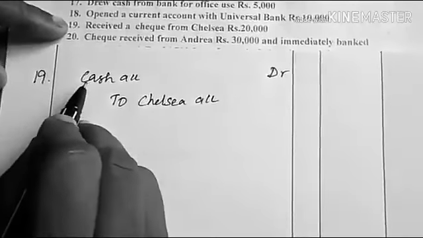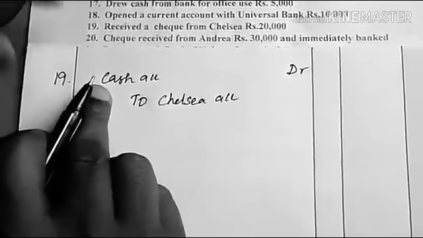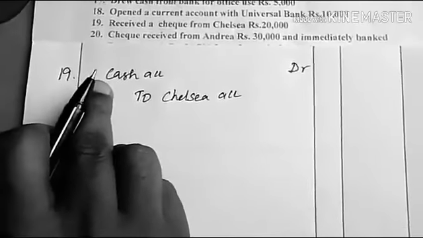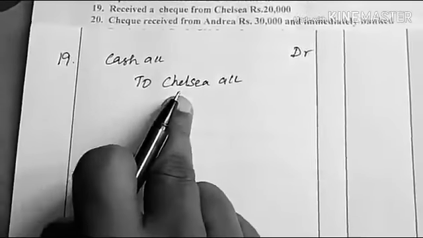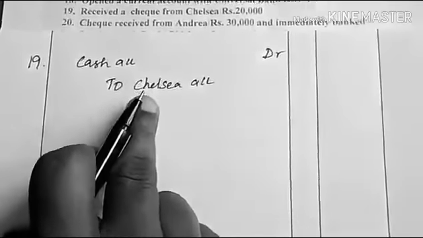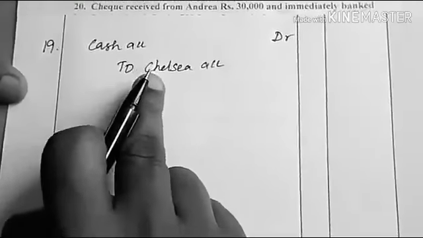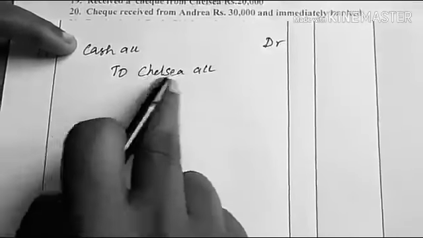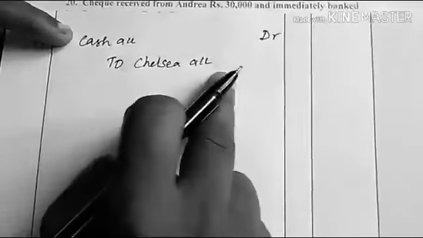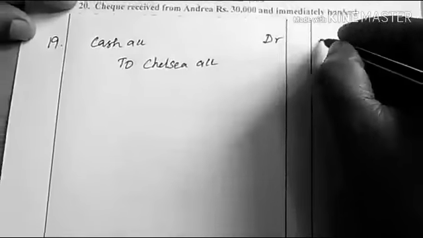See, when you receive a check, treat it as cash. So when you receive cash, what is the entry? What comes in? Cash comes in. Real account rule is debit what comes in? Cash comes in. Personal account. Celsia is a person, no. What is the personal account rule? Debit the receiver, credit the giver. You have received cash from Celsia. So here Celsia is a giver. So giver is credited, to Celsia account. How much? 20,000.